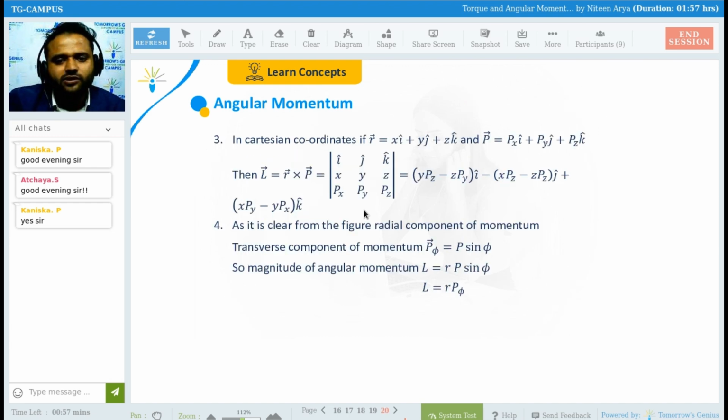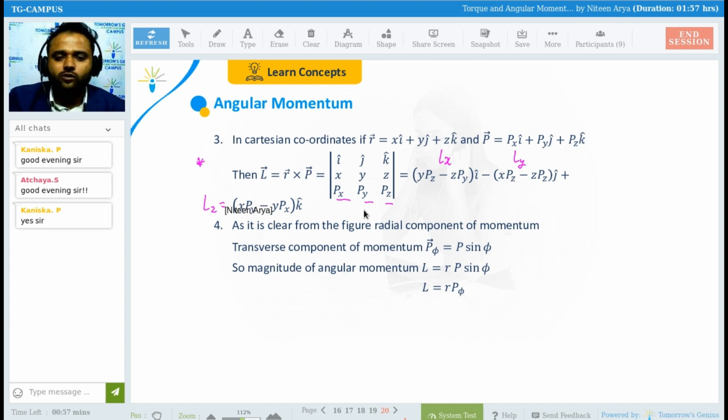In Cartesian coordinates, if r is xi, yj, zk, then p is going to be pxi, pyj, pzk. So with the help of this vector, or you can say determinant, we can find L, which is r cross p, with rows i j k, x y z, px py pz. So again, you can see this is Lx, this is Ly, and this one is Lz.